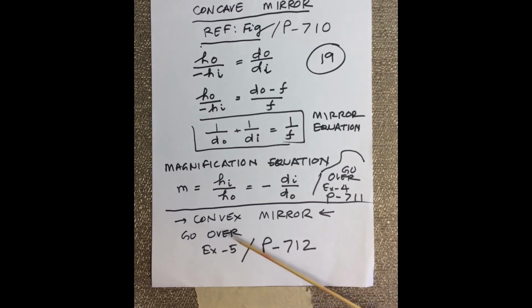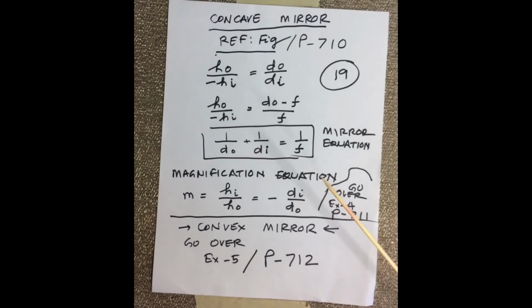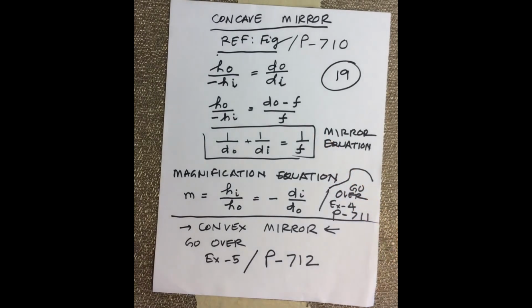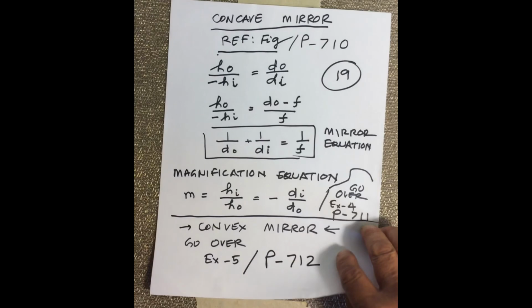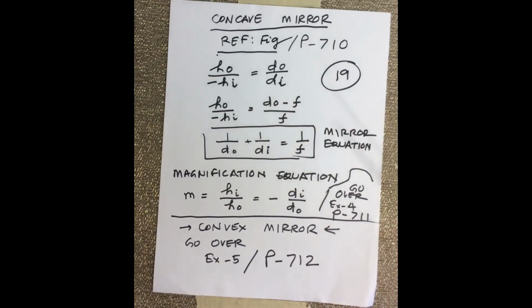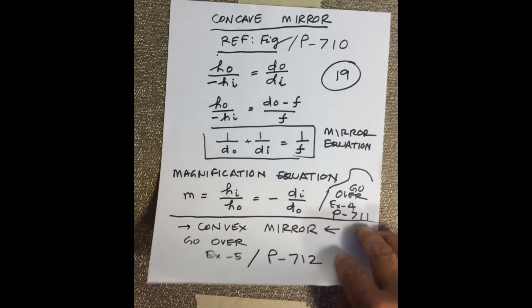Now comes, how about the convex mirror? The convex mirror is the next example, which is example 5 in page 712. This explains how you put a negative sign to get back to using the same equation. So you have a universal sort of mirror equation and magnification. These two are the only two equations which are involved in solving all the problems you have in this chapter. That will be the end.